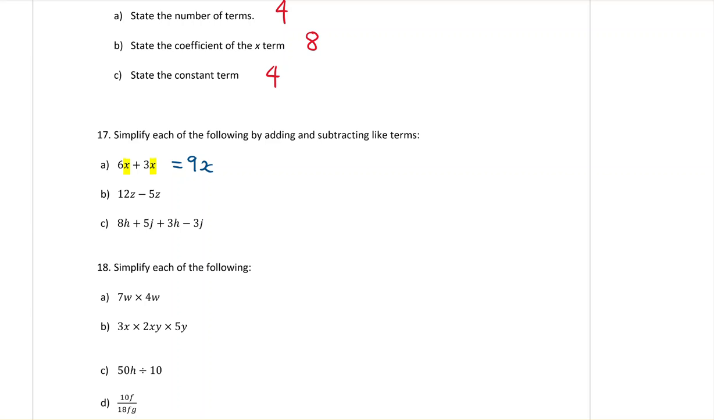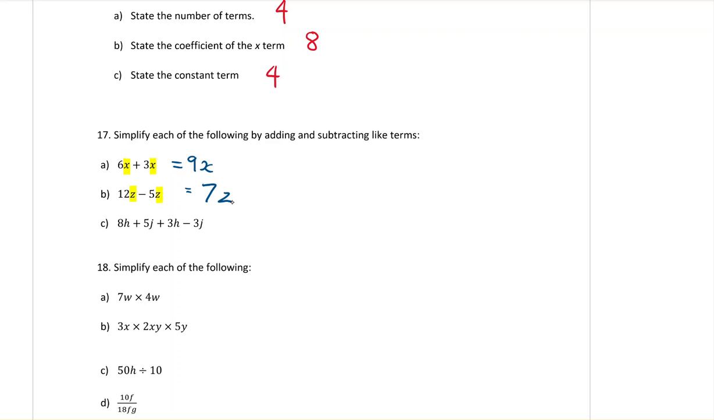Okay, so the next one, we have a z and a z. And so I can subtract, it's a minus sign this time, I just subtract the numbers out the front. 12 take away 5 is 7. 7 z's. Make sure your z doesn't look like a 2.